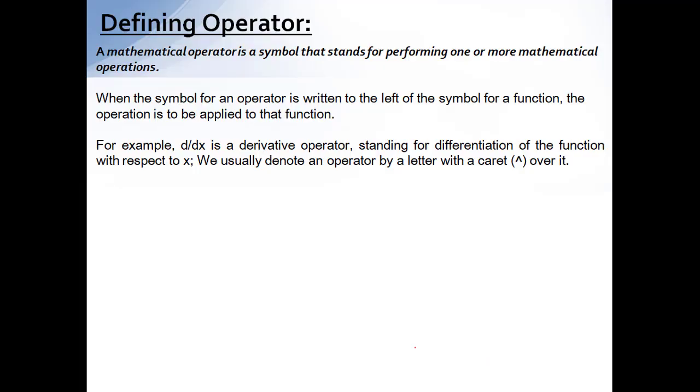Now, before going to the postulates of quantum mechanics, I want to give you a brief introduction about the operator. Now, what is an operator? It is a mathematical operator. A mathematical operator is a symbol that stands for performing one or more mathematical operations. An operator can be d/dx, addition, multiplication, division. This is important: when the symbol of the operator is written to the left of the symbol of a function, then the operator is applied to that function.